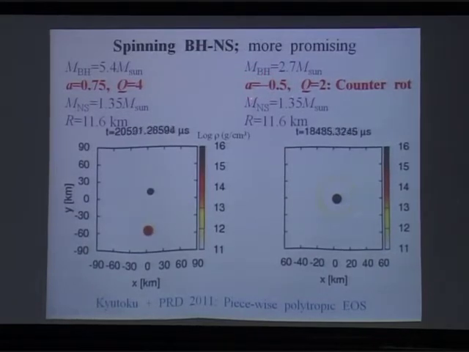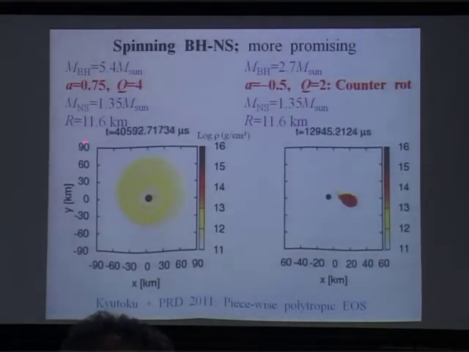And in this case, if A equals zero, the neutron star is tidally disrupted. But in the presence of a counter-rotating spin, tidal disruption doesn't occur. And in the absence of the spin, tidal disruption does not occur. But with a high spin, tidal disruption occurs like this, and the disk is formed. So this shows that the spin effect is very important for tidal disruption.